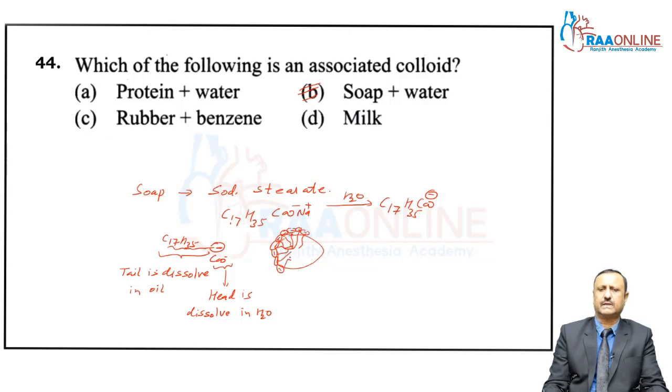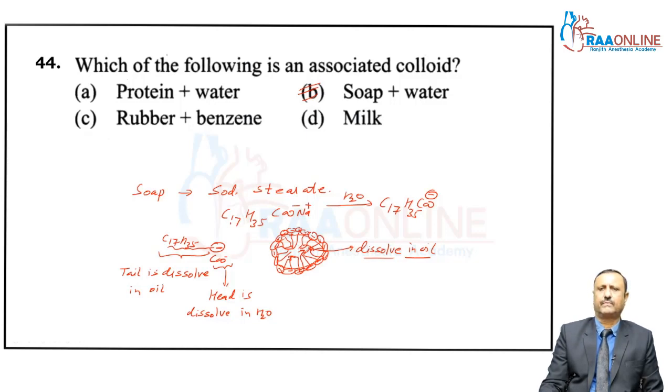And this micelle is also a type of associated colloid. So, my dear students, you can see here that associated colloids are formed, and when these associated colloids are formed, the head is present in water and the tail is dissolved in oil. So, these are the tails dissolved in oil, and in this way the oil particles which are present in clothes are removed from the cloth. So, you can go with answer B for question number 44.